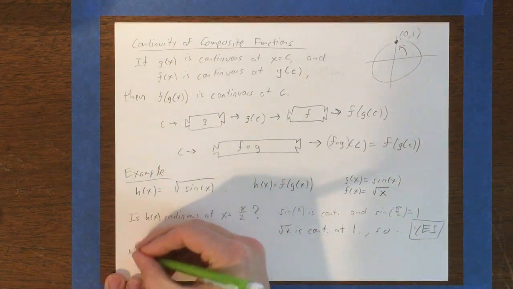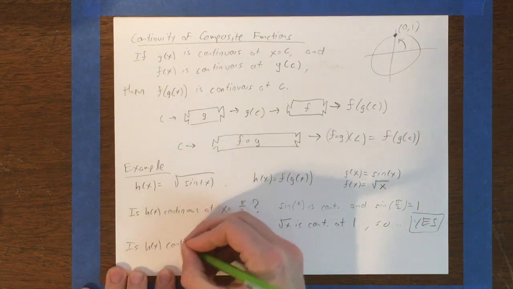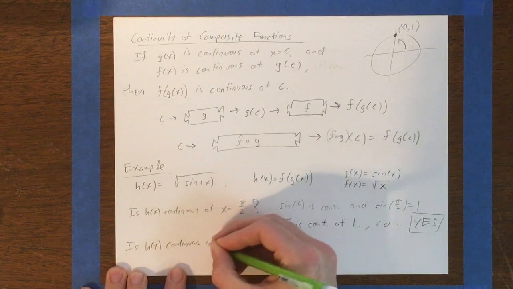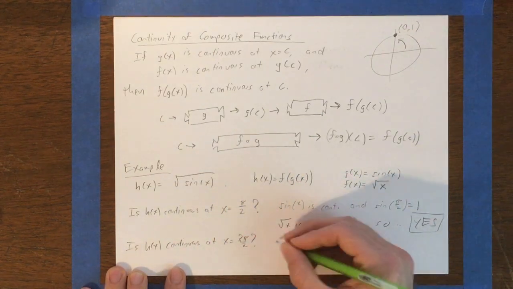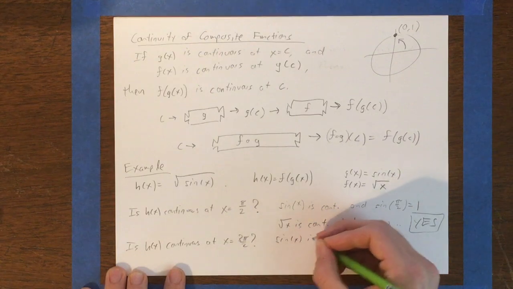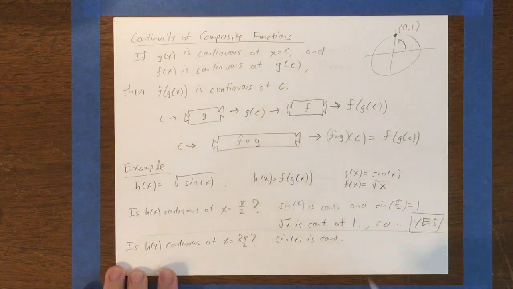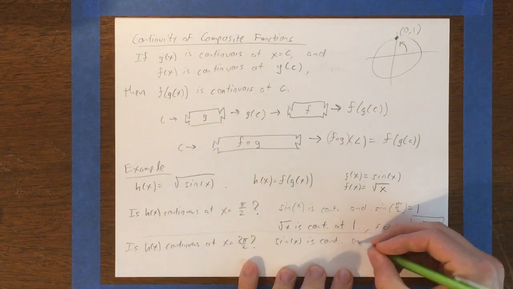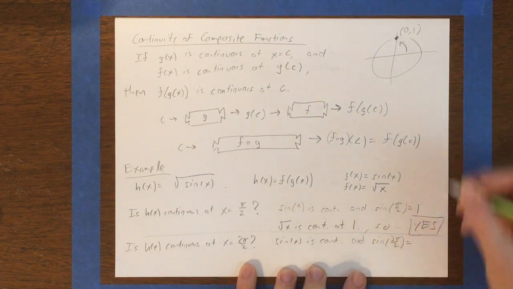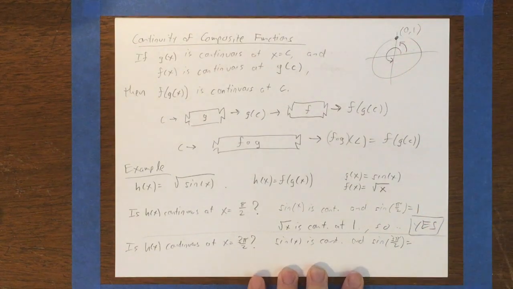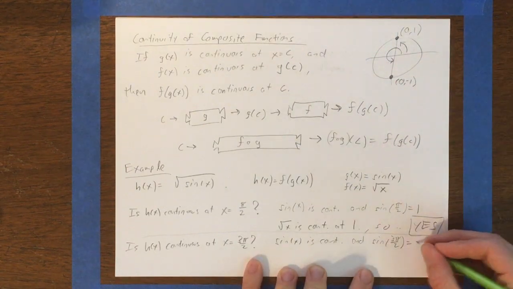But if we ask, is h of x continuous at x equals 3 pi over 2? Well, sine of x is still continuous. That's fine. And in particular, sine of 3 pi over 2 equals, well, 3 pi over 2 would be 270 degrees, down there. That's over here, 0, negative 1. So we're talking about negative 1.